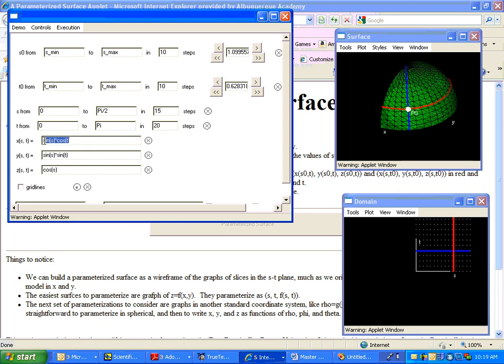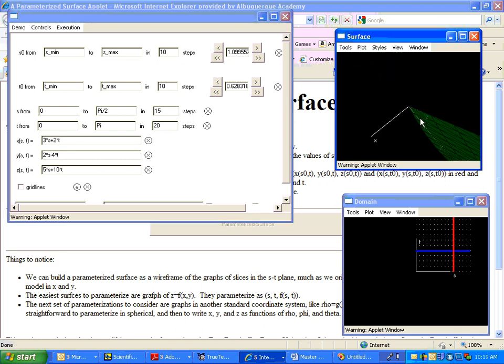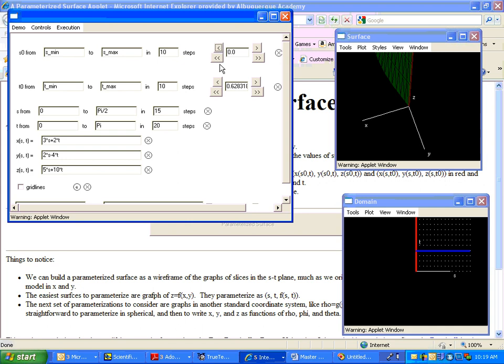So let's just look at one more example. Let's go back to an even simpler example. What if x was 3 times s plus 2 times t, and y was 2 times s minus 4 times t, and z was 5 times s plus 10 times t? What does that look like? Oh, it's a plane. The scale is not so good. It doesn't seem to be scaling very well. Let's see if I can get the scale back.